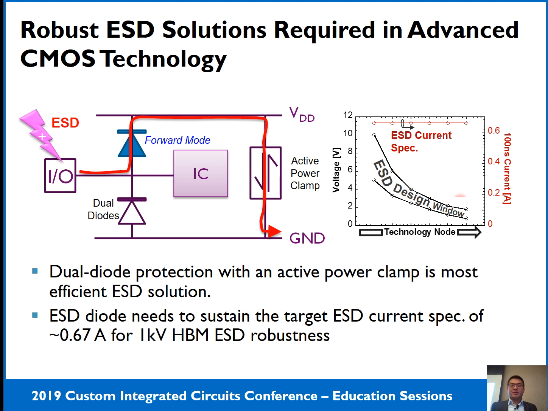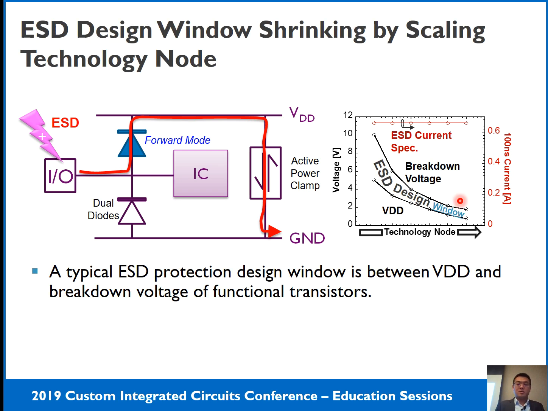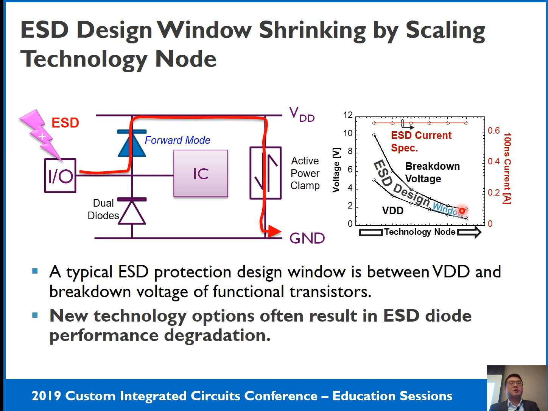And the typical ESD protection design window is defined between the normal circuit operation voltage, VDD, and the functional transistor breakdown voltage. As you can see here, the internal circuit breakdown voltage is significantly reduced by scaling the technology node. This makes the ESD protection design window smaller and smaller. But not only this smaller ESD protection window, a newly introduced process option often results in ESD diode performance degradation. I will show you some examples in the following slides.